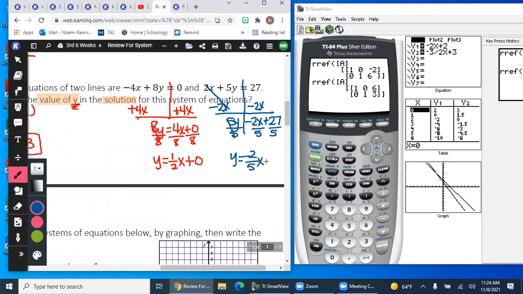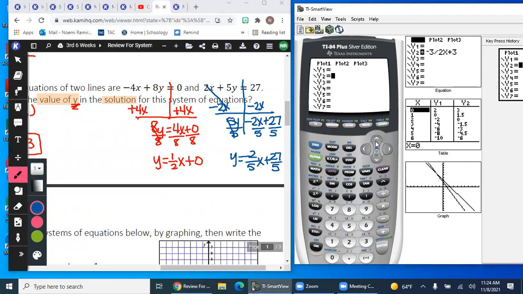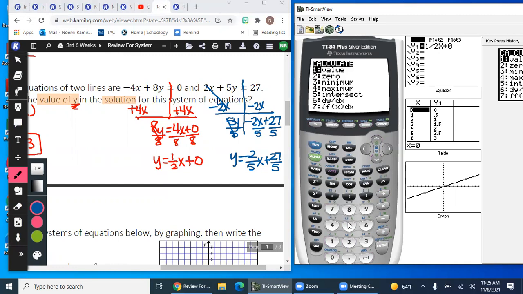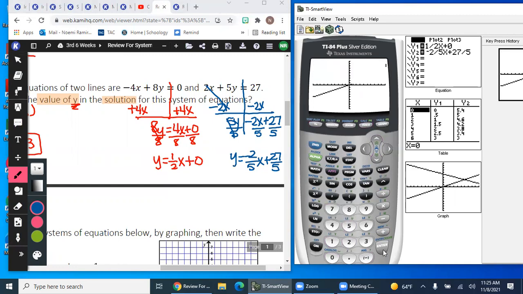-2/5 x plus 27/5. That also does not reduce. Clear this out. So 1/2 x plus 0. You don't have to include that plus 0 if you don't want to. And then -2 divided by 5 x plus 27 divided by 5. Second trace, 5. Wait for it.